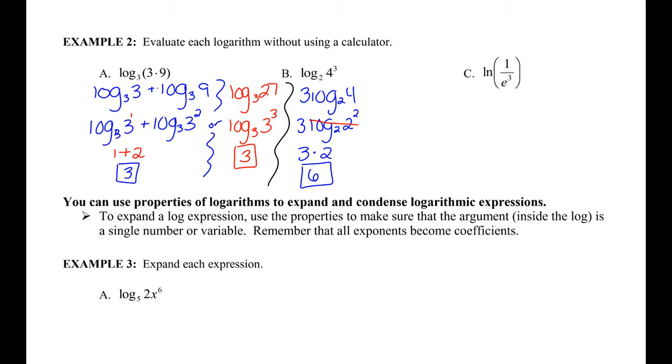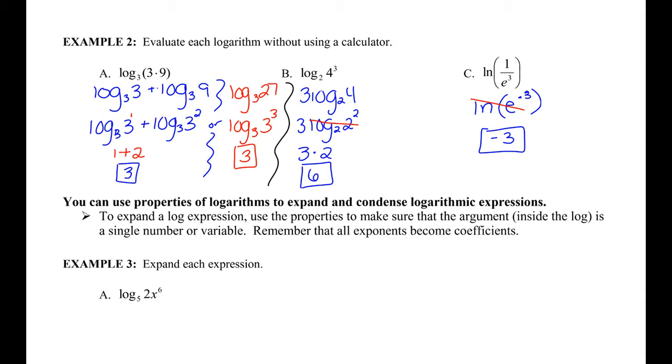And then last one, example 3, I'm going to start by getting rid of the fraction by making this e to a power of -3. Then, knowing that the natural log and e are inverses of each other, they cancel each other out, leaving me with an answer of -3.